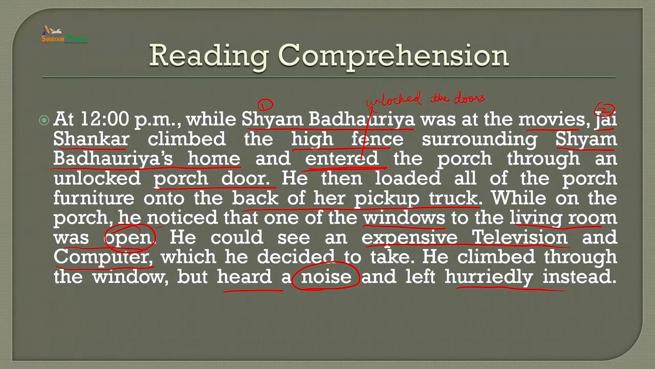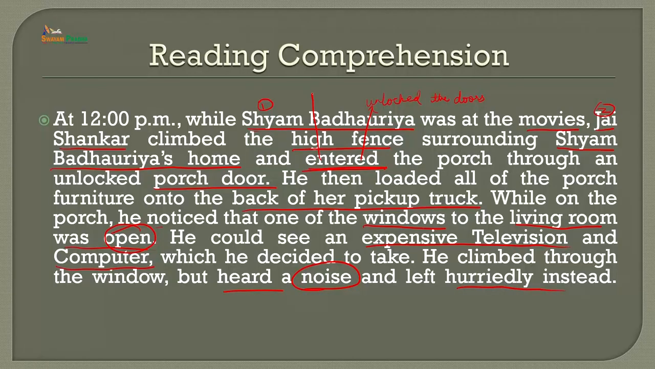This is the situation that I have given you, right? This is a hypothetical situation. Suppose at 12 p.m., while Shyam Bhadauria was at the movies, Jai Shankar climbed into Shyam Bhadauria's home, entered the porch, unlocked the porch door, and picked up all the things kept in the porch area and put them in his pickup van. After that, he looked inside that window, which was barely open, and there he could see the expensive television and computer. So he decided to break into the house for these things.